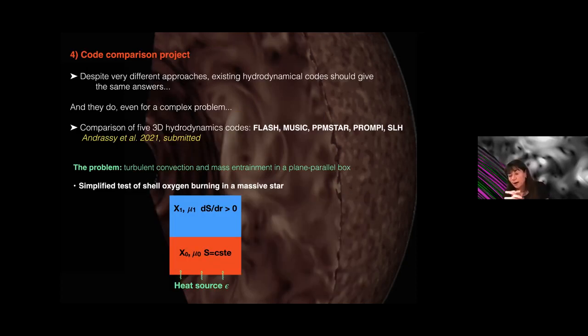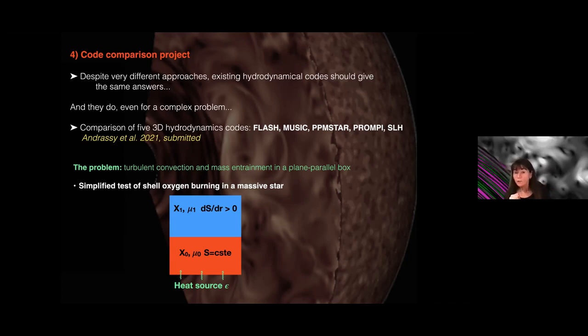So now, given all the different approaches and the different problems that I've highlighted, despite the different geometry, it is very important for existing hydrodynamical codes to give the same answers. Because it's crucial that there is a convergence of results independently of the numerical approach and of the choice of your best numerical scheme. And what is reassuring is that they do indeed, even for complex problems.